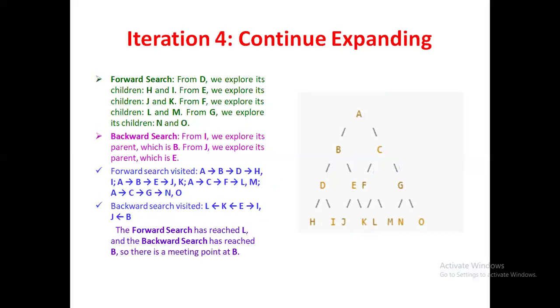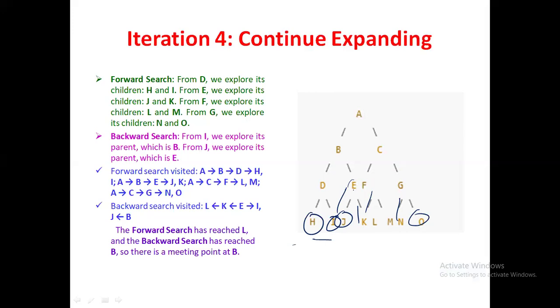So we are moving into the fourth iteration. The forward search expands further. From D we visit H and I, and from E we visit J and K. From F we visit L and M. From G we visit N and O. Backward search continues from I, moving to its parent B, and from J, moving back to E.